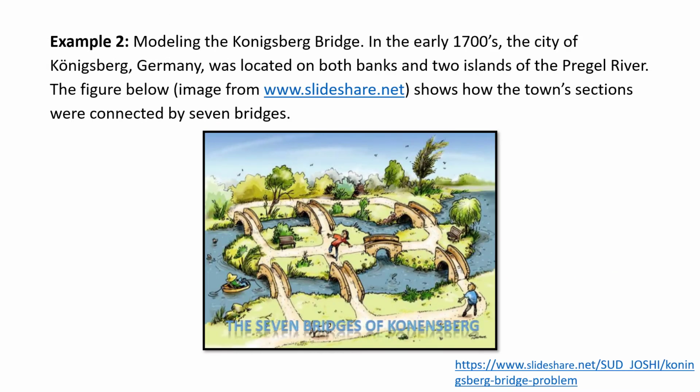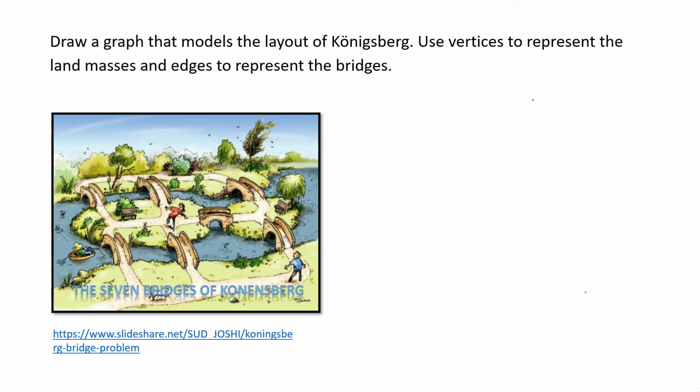Example, modeling the Königsberg Bridge. In the early 1700s, the city of Königsberg, Germany was located on both banks and two islands of the Pregel River. The figure below, image from slideshare.net, shows how the town's sections were connected by 7 bridges. Draw a graph that models the layout of Königsberg. Use vertices to represent the land masses and edges to represent the bridges.